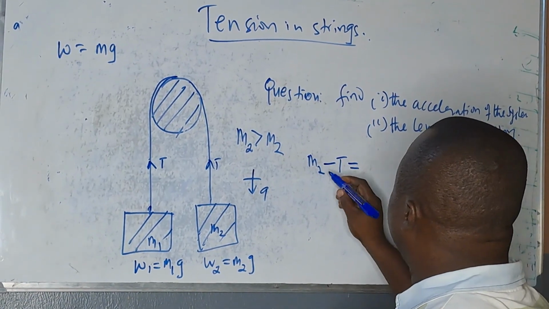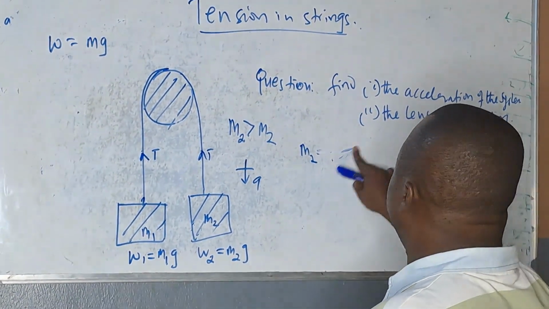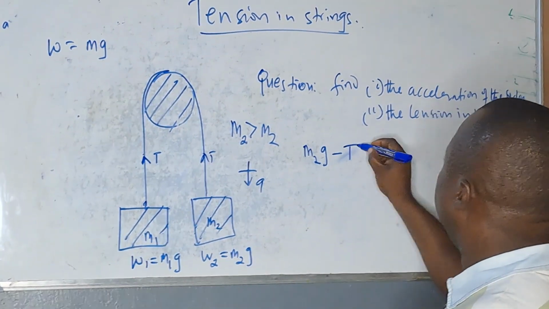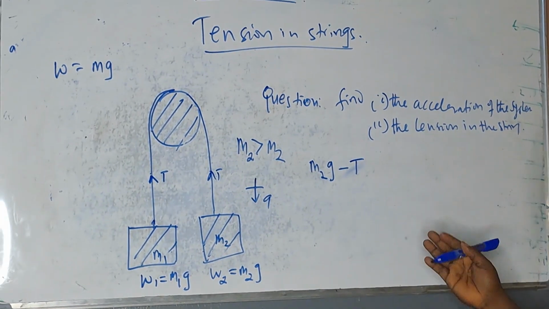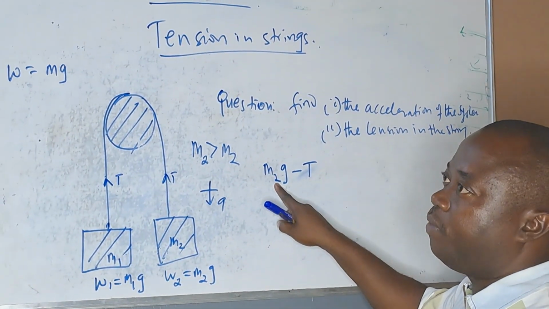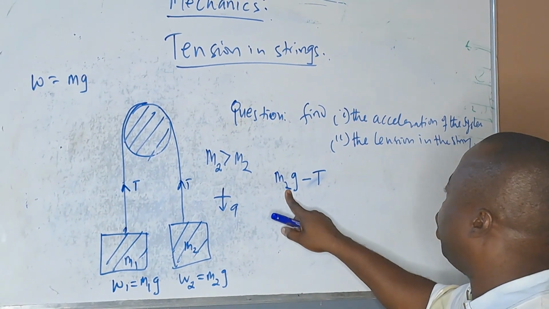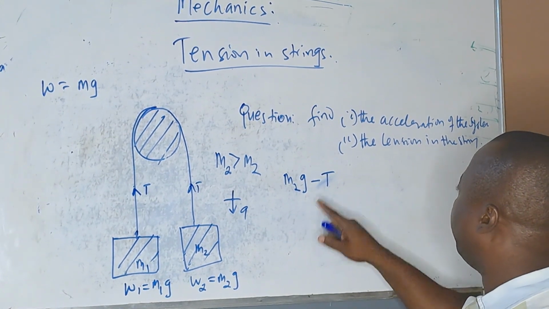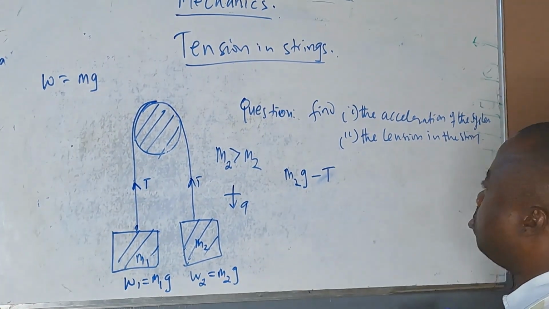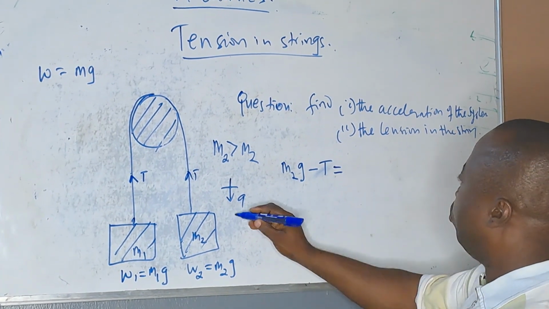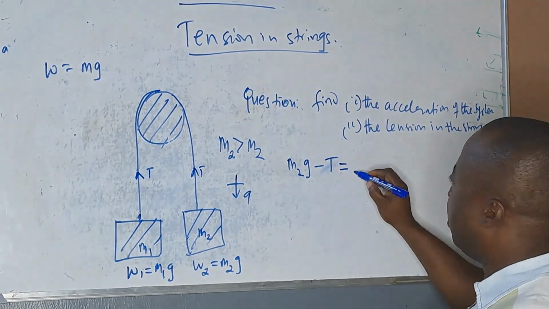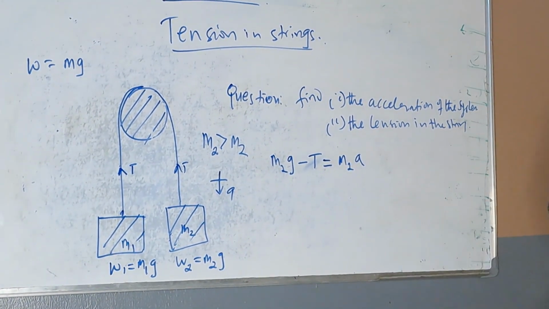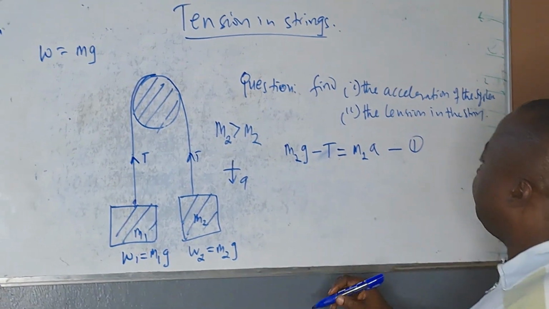And that will give us, of course, we're dealing with weight. The weight will be M2G minus tension, so that dimensionally it will be the same. Because the unit of M is kg, while the unit of tension is Newton. So once we multiply M by G, we have Newton to be dimensionally the same. We equate it to the equation of linear motion, which is M2 multiplied by acceleration. That forms our equation 1.